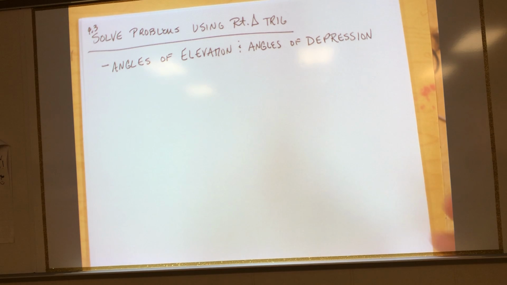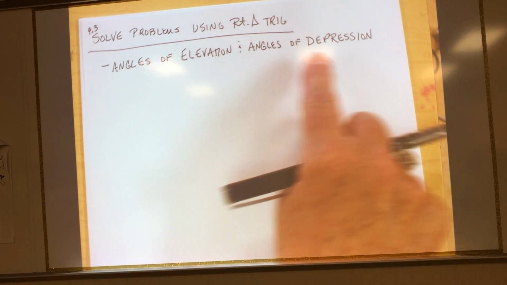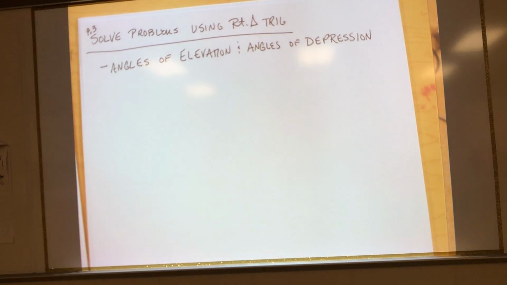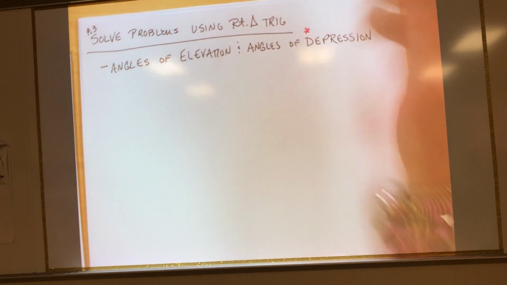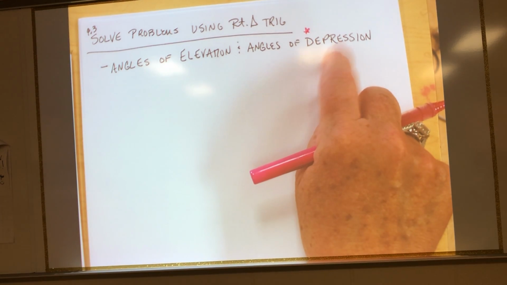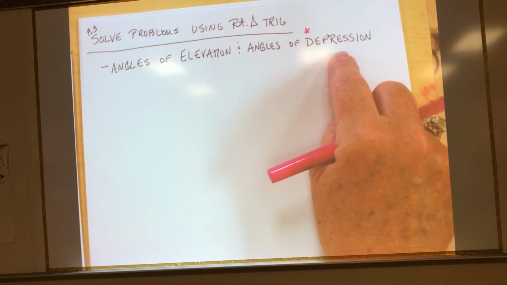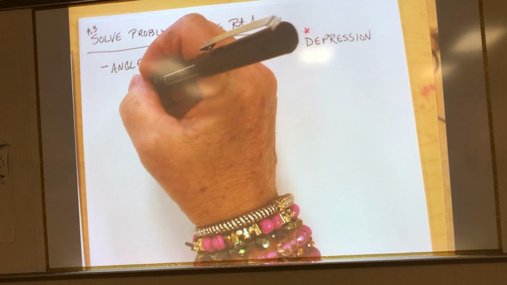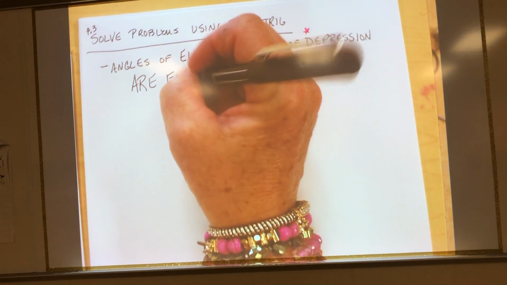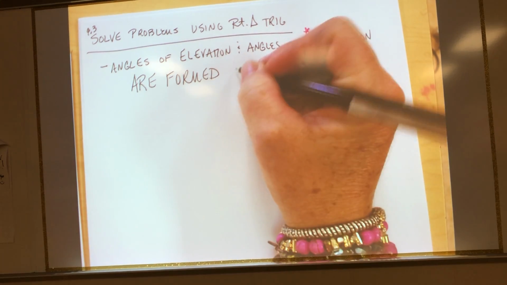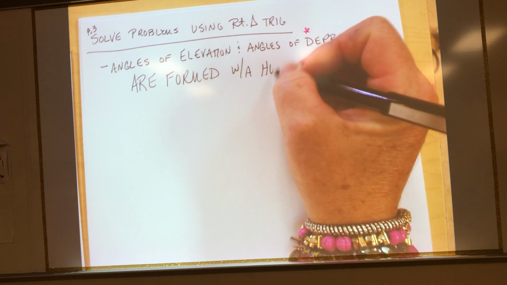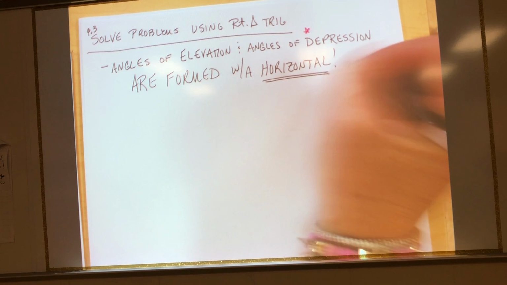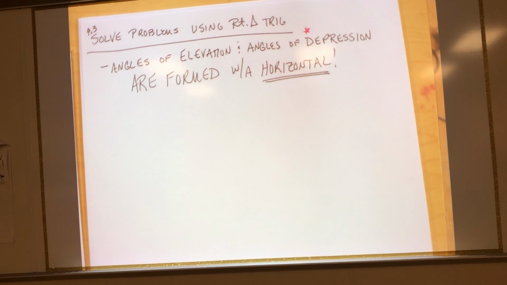All right, so anytime you see angle of elevation and angle of depression, you need to go, uh-oh. This one right here, he's the one that messes more kids up. He will be depressing for some of you because he will make you miss the problem, all right? So if you see angle of depression, go, oh, I gotta make sure. They are formed with a horizontal.